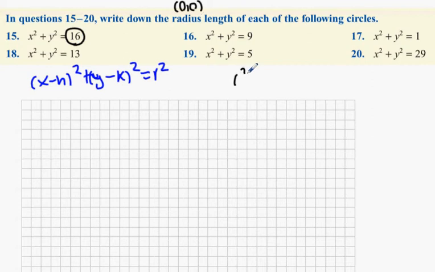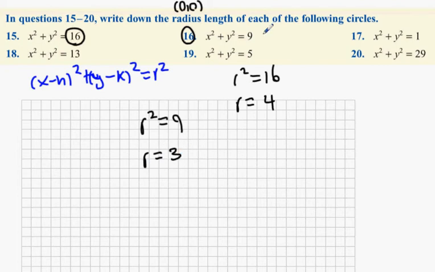R squared equals 16, so R equals the smaller number, 4. What number when you multiply it by itself will give 16? Okay. What about question 16? R squared equals 9. R will equal 3. R equals 3. R equals 4. What about question 19?